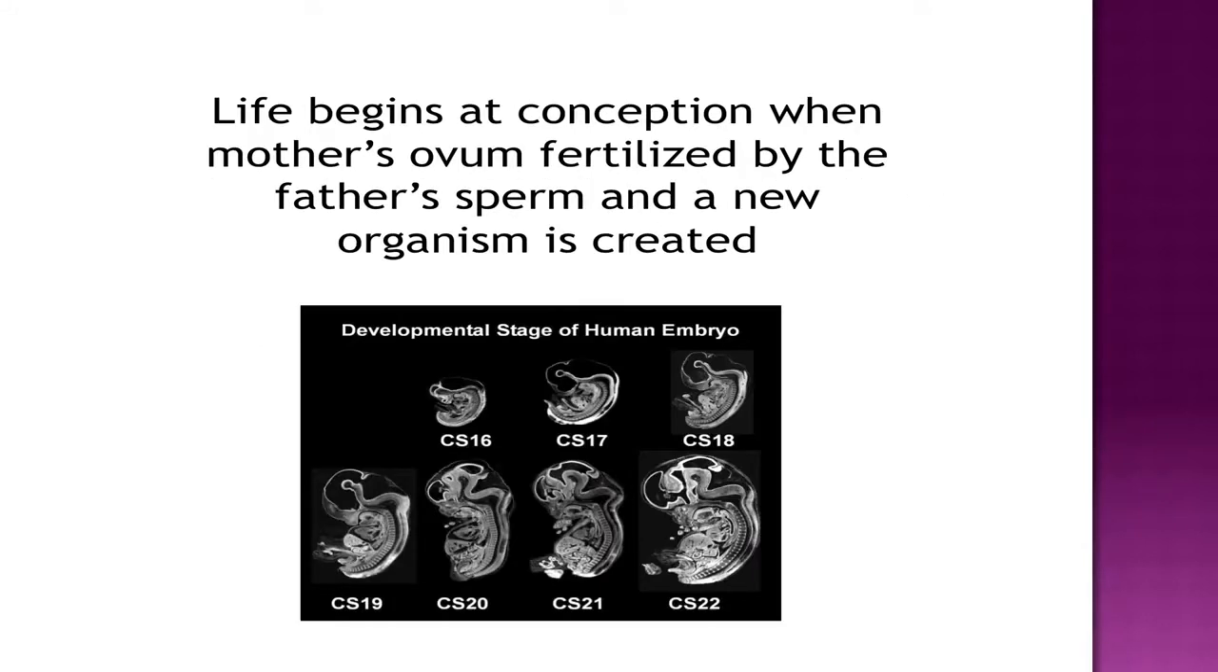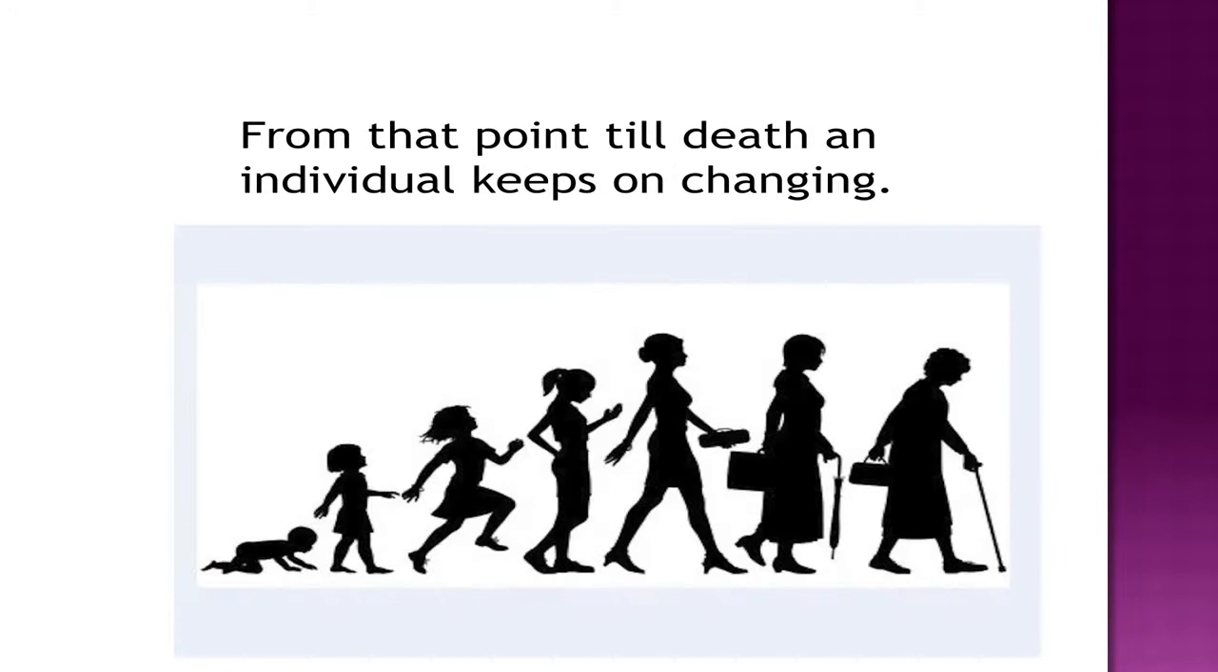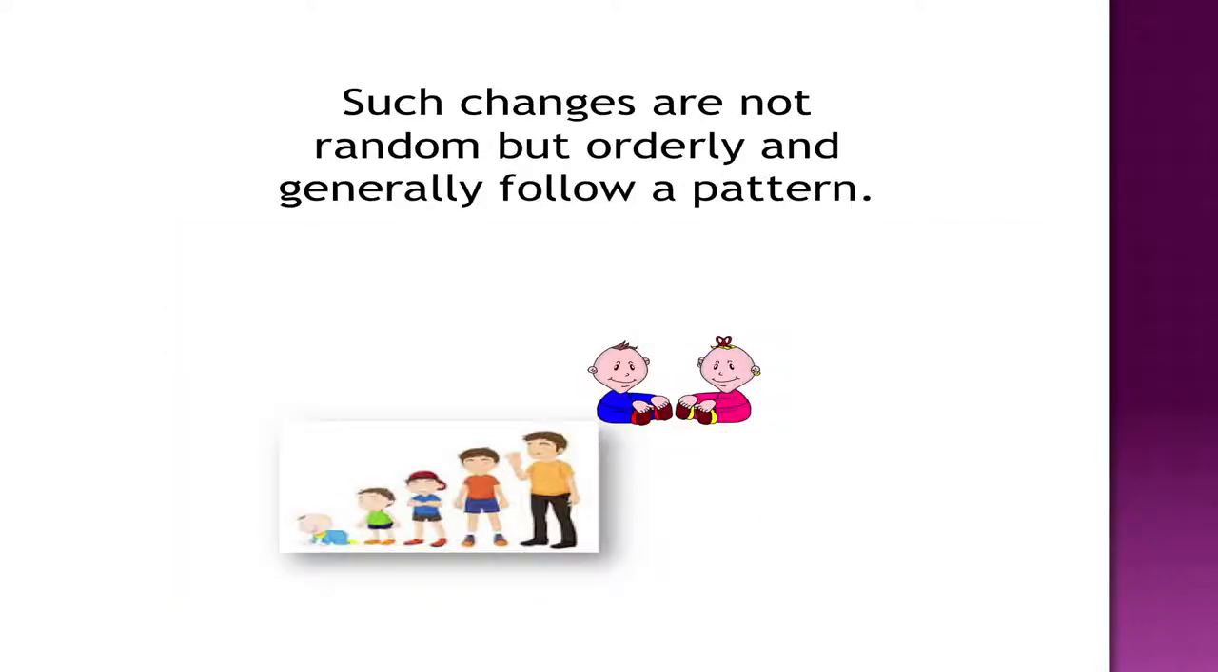As you are aware, life begins at conception when the mother's ovum is fertilized by the father's sperm and a new organism is created. From that point till death, an individual keeps on changing. Such changes are not random, but orderly and generally follow a pattern.